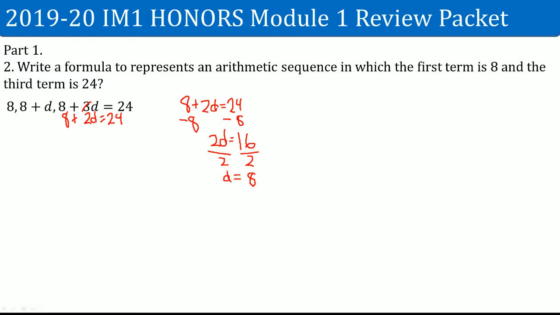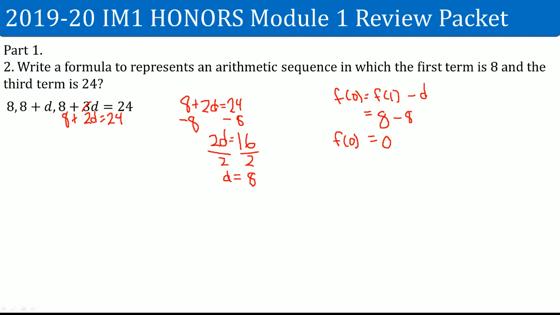What you have to compute now is the zero term. And we know that the zero term is given as the first term minus the common difference. So in our case, it would be 8 minus 8, which is going to be equal to 0. The zero term here is 0.